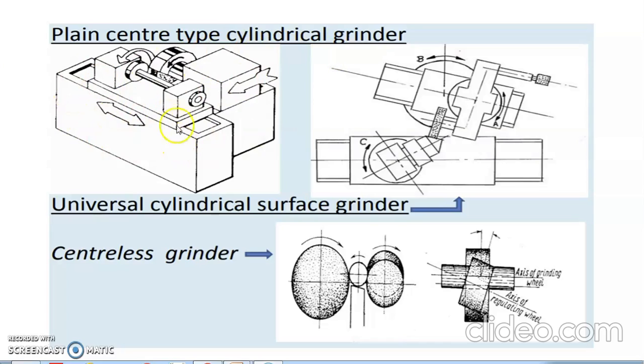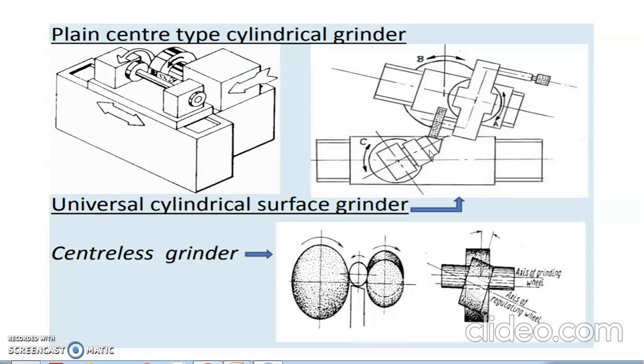Motion is shown here, arrow, longitudinal, transverse and rotary motion of the wheel is shown here. This is the universal cylindrical surface grinder. They are very versatile, best suited for tool room applications.